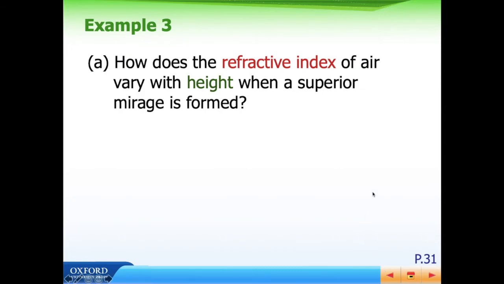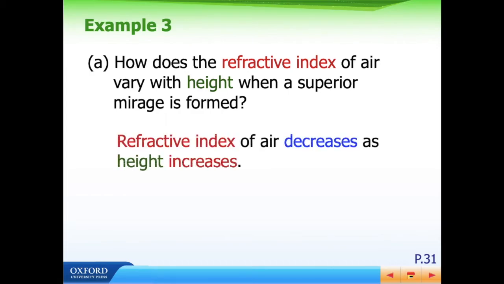Okay, question. How does the refractive index of air vary with height when a superior mirage is formed? Well, the answer is straightforward. The refractive index of the air decreases as height increases.